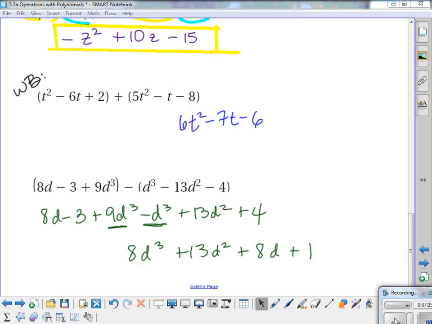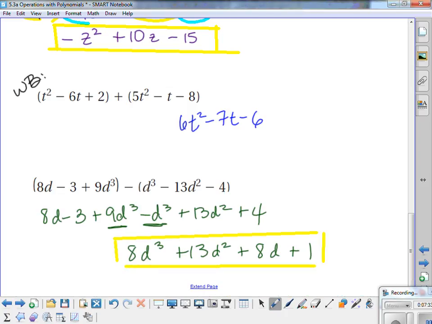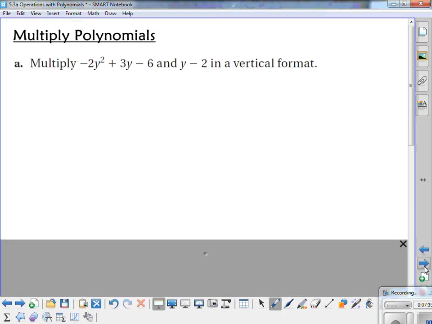Okay, so again, I think everybody pretty much got there. We got 8d cubed plus 13d squared plus 8d plus 1. Questions? No? Okay. All right, next thing we're going to talk about is multiplying polynomials. You can do this in a vertical format if you want. And then I'm also going to show you how you can do it in a box. And then we'll do one the horizontal way.